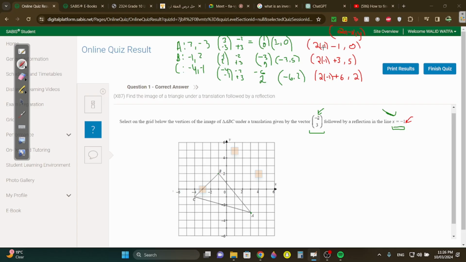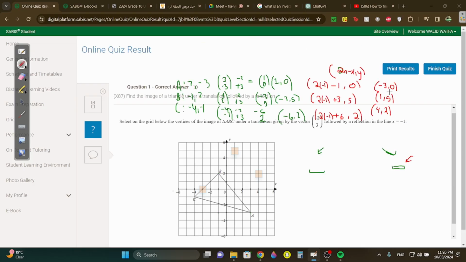Okay, let's simplify this a bit. -2 minus 1 comes -3, 0. Then -2 plus 3 is 1, comma 5, because the 5 is the y. And then -2 plus 6 is 4, comma 2. So these are our 3 points.